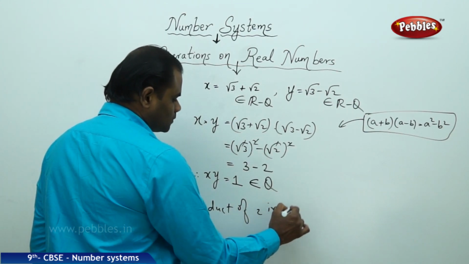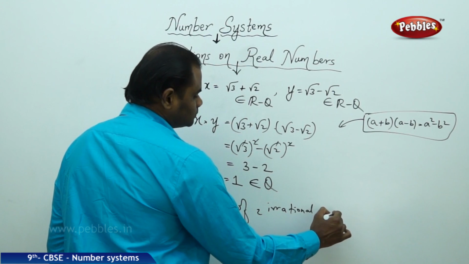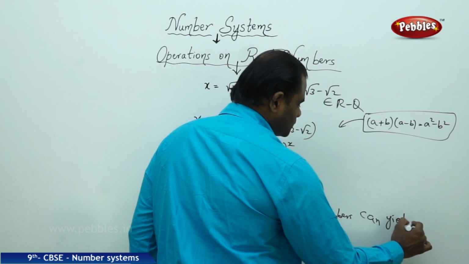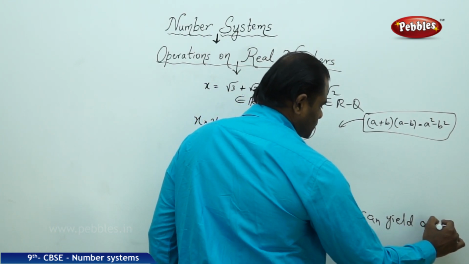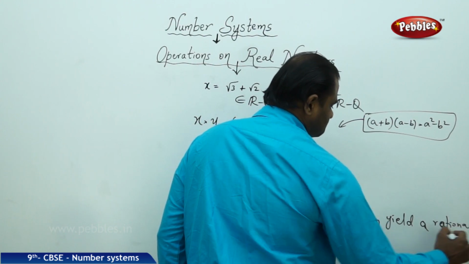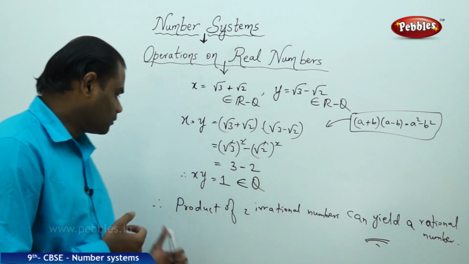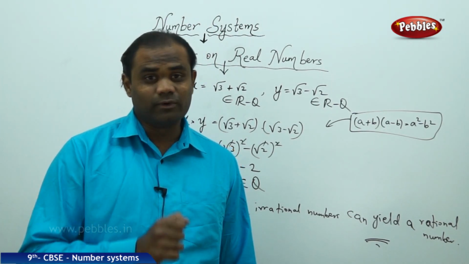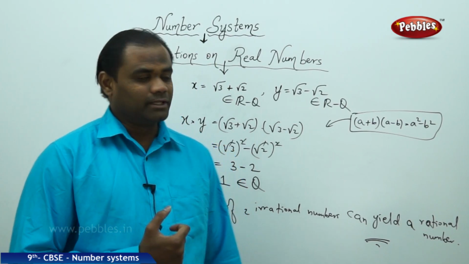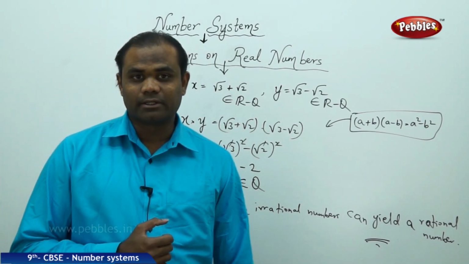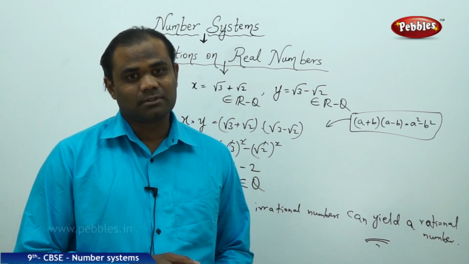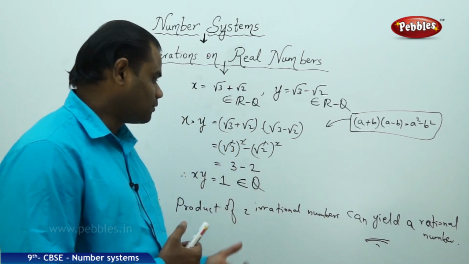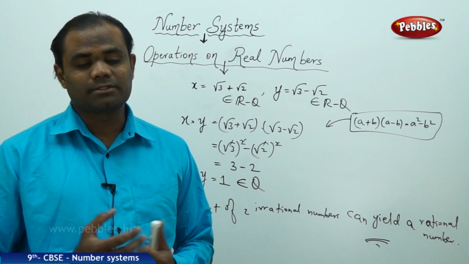Therefore, my outcome is the product of two irrational numbers can yield a rational number, but it is not always true, because it is not always possible that two irrational numbers yield a rational number. Only sometimes, when the formulas can be exactly applied, is how we understand the concept of the product of two irrational numbers yielding a rational number.